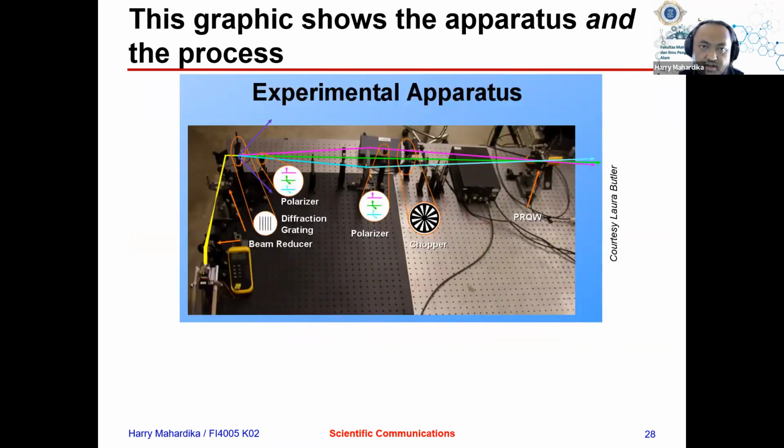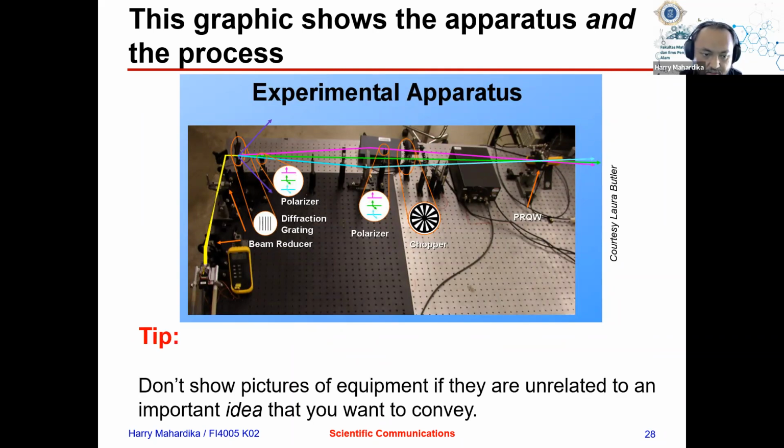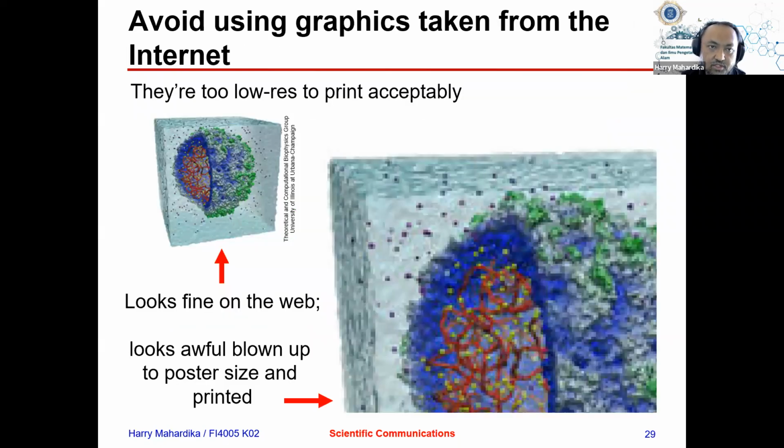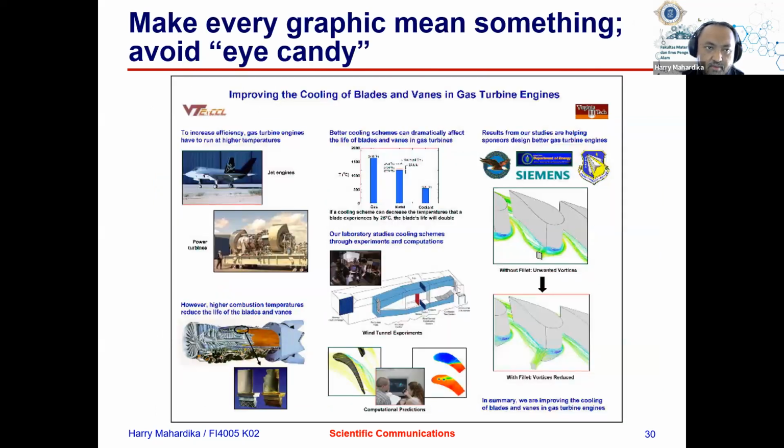Okay, here this graphic shows apparatus and the process. You can also use that. Don't show pictures of equipment if they are unrelated to an important idea that you want to convey. If this equipment is the main topic or is the original work of your own, then you may put it as it is. If it's just to illustrate, don't use that. Okay, so don't use unnecessary figures. Avoid using graphics taken from the internet, and make every graphic mean something. Avoid eye candy, where you just put a certain figure to show the advanced technology that is available there, but it's not your original work.